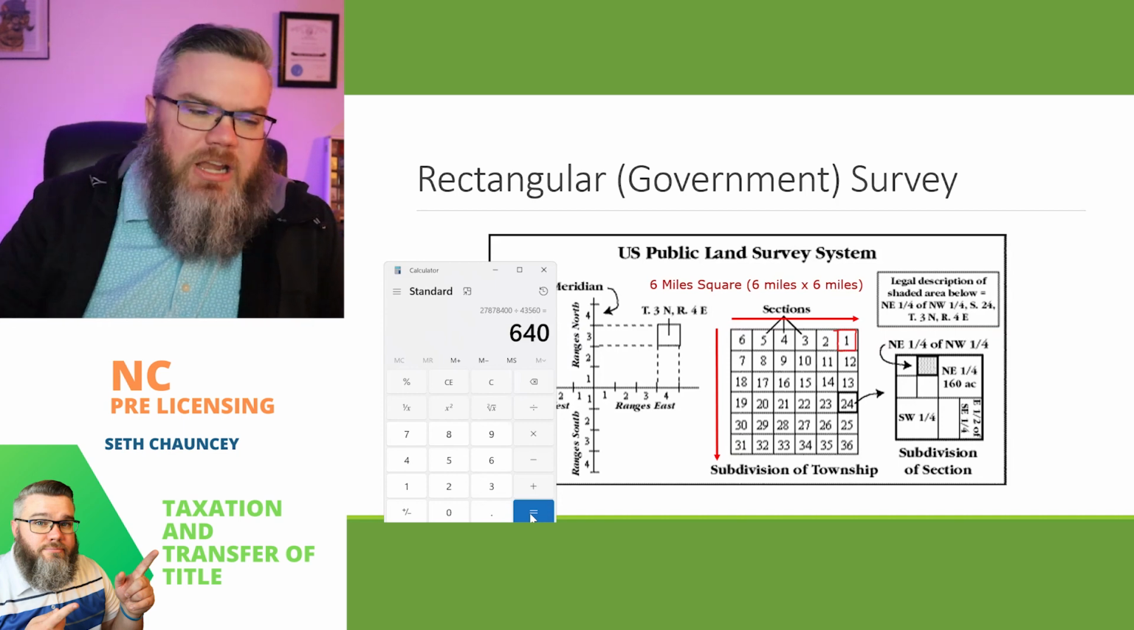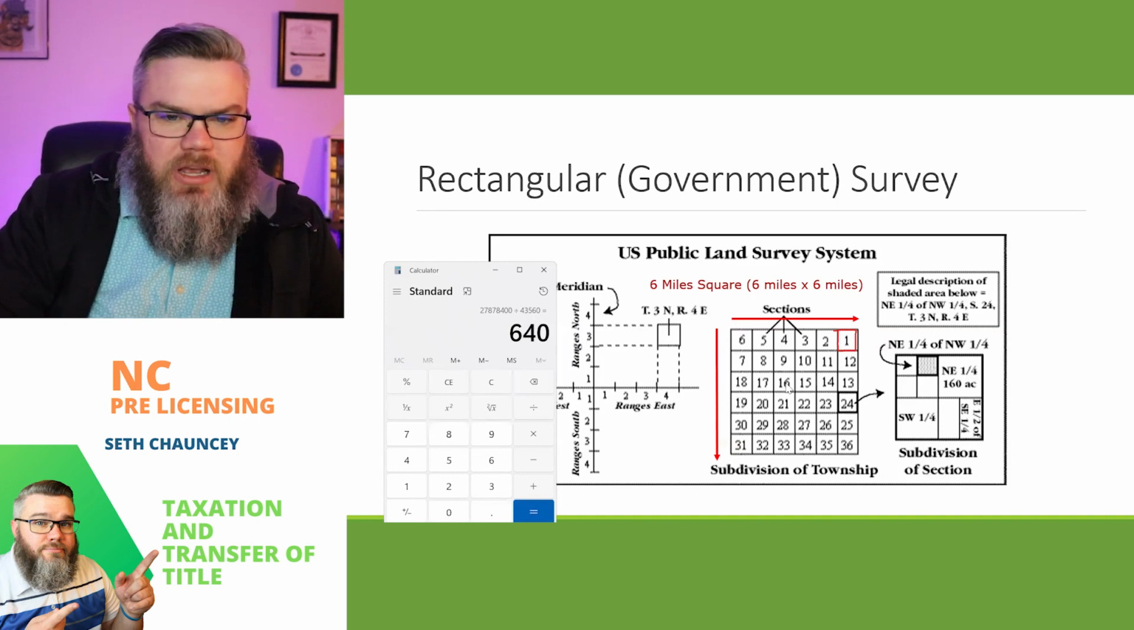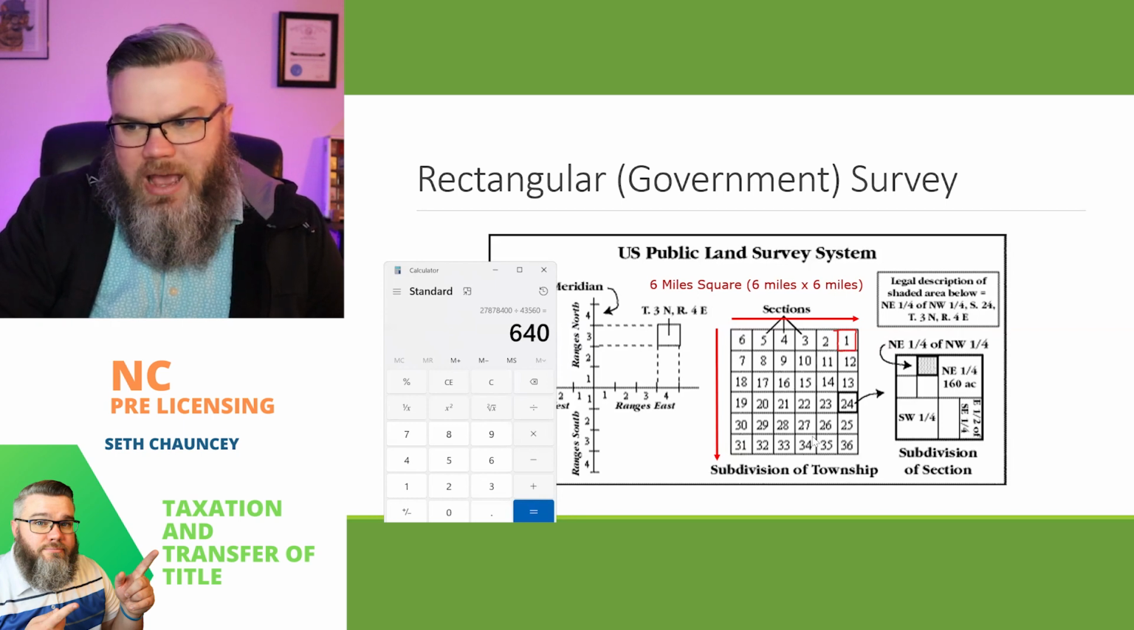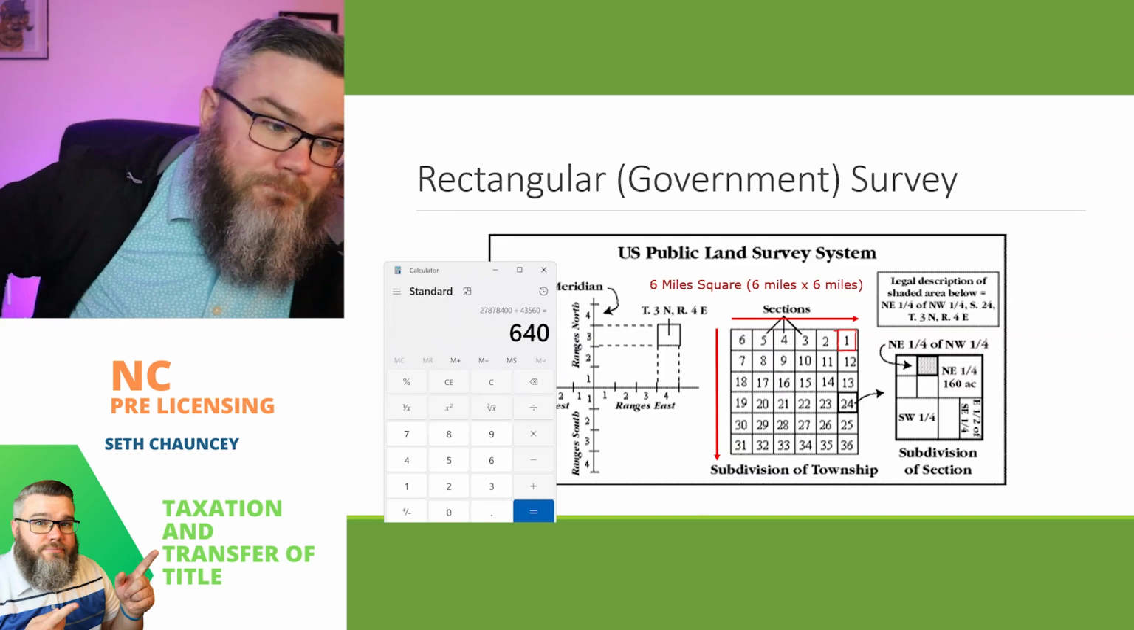So, an interesting little side note: if you've ever heard a school referred to as Section 16, it's because that's where they used to put schools in these government survey systems, because it was presumably equal distance from everybody who lived in the township. They tried to keep it fair, so they put the schoolhouse in the middle. I don't know why it's 6s.